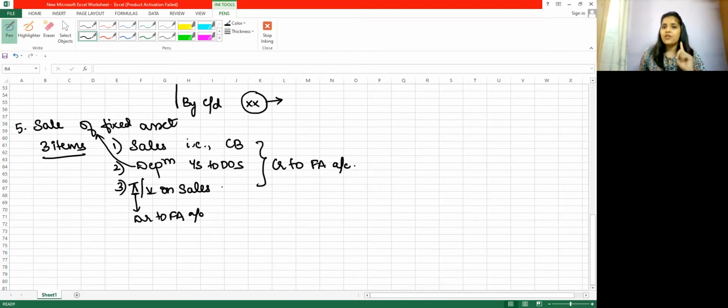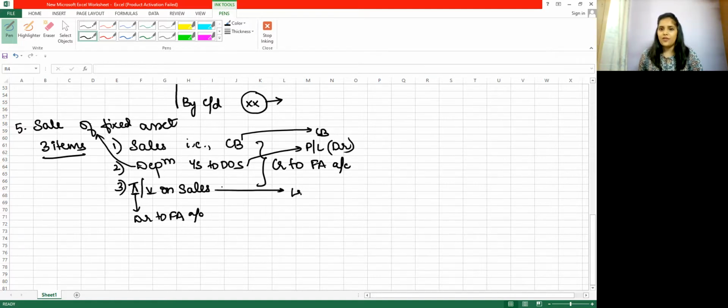Now, these three should be for one. Obviously, there has to be two effects. So first effect is credit to fixed asset account. Second effect, obviously, this will go to cash and bank. This will go to P&L, debit, and profit or loss. Profit will be credited to P&L and loss will be debited to P&L. Clear till here? So this is your fifth important point.